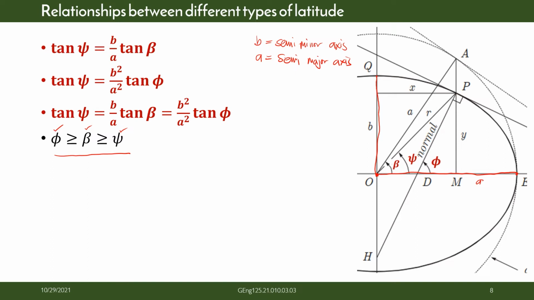For example, if you use WGS 84 parameters for a and b, then take an example: what if your geocentric latitude is 30 degrees? How much is your reduced latitude? Your reduced latitude should always be greater, if not equal. So these are the relationships between the three latitudes.